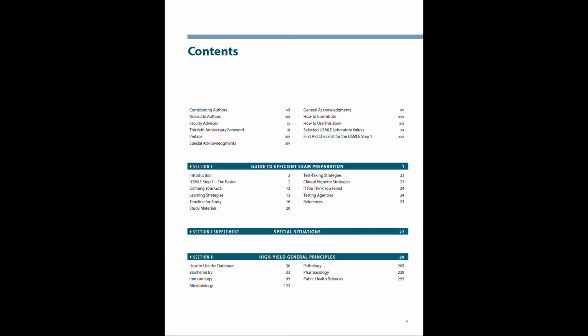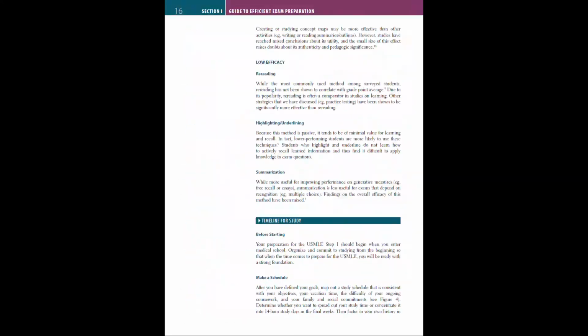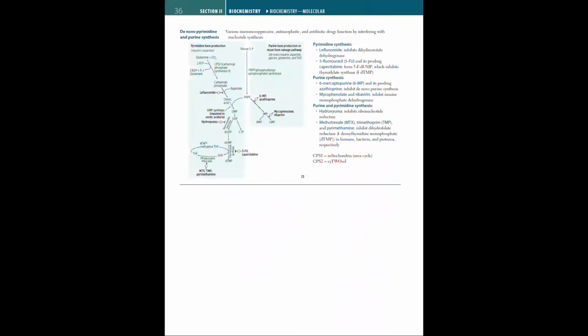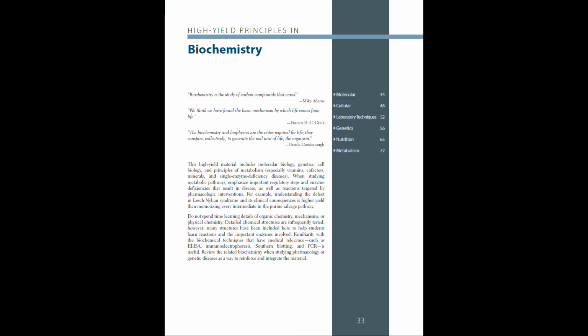Here you can see it starts with biochemistry, then it goes to immunology, microbiology, pathology. I will be going step by step reading for you. Just bear with me. Let's go straight into biochem quite fast because I know where it is. Yeah, okay, here it is. So we have 6 topics in this. First is the molecular, cellular, then laboratory techniques, genetics, nutrition, and metabolism. We'll go through it one by one.